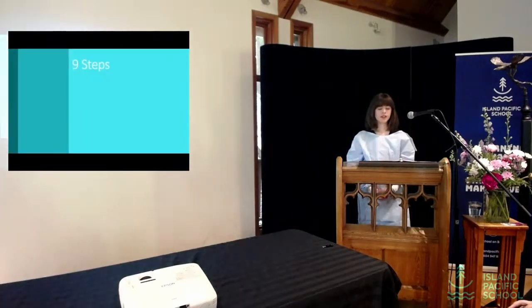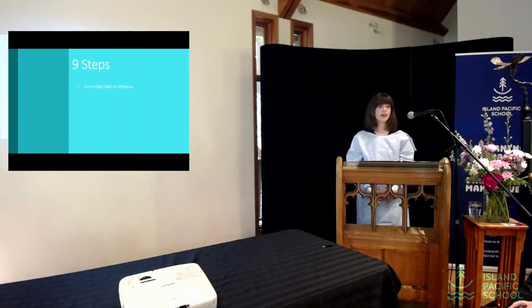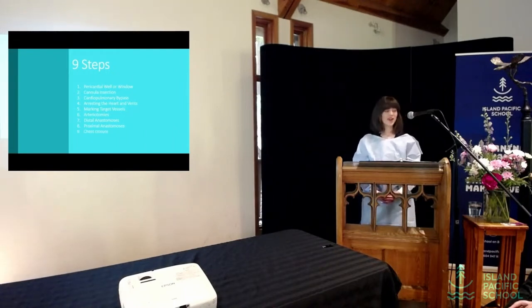We are now ready to initiate the 9 key steps which make up the CABG procedure. These steps include pericardial well window, cannula insertion, cardiopulmonary bypass, vent placement and arresting the heart, marking target vessels, arteriotomies, distal anastomosis, proximal anastomosis, and chest closure. I know this sounds very complicated, but don't worry, I promise you will get it.